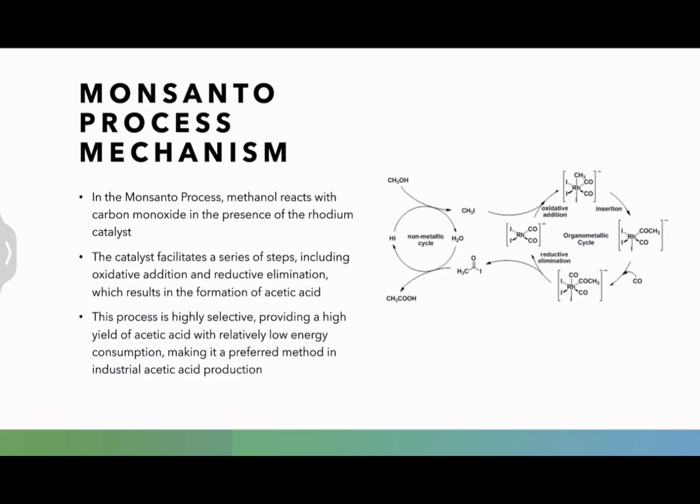In the Monsanto process, methanol reacts with carbon monoxide in the presence of a rhodium catalyst. The catalyst facilitates a series of steps, including oxidative addition and reductive elimination, which results in the formation of acetic acid. This process is highly selective, providing a high yield of acetic acid with relatively low energy consumption, making it a preferred method in industrial acetic acid production.